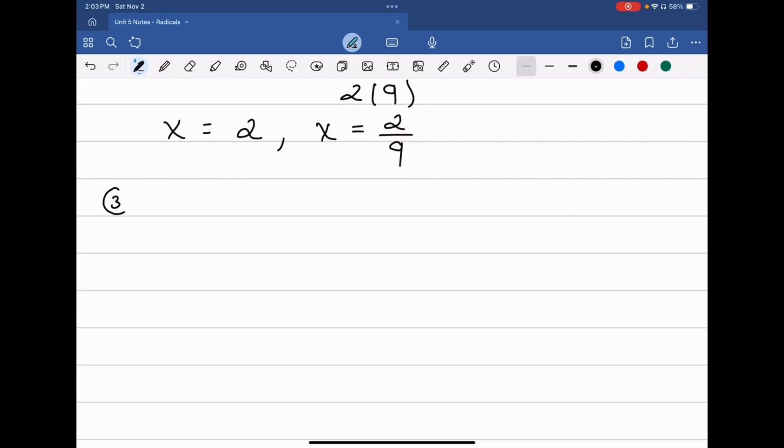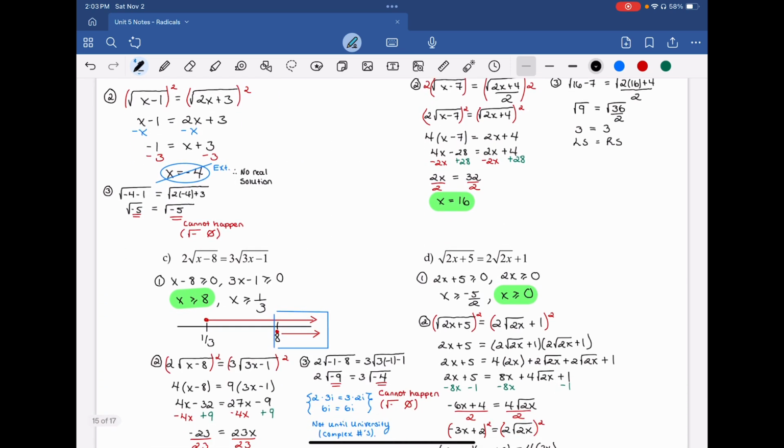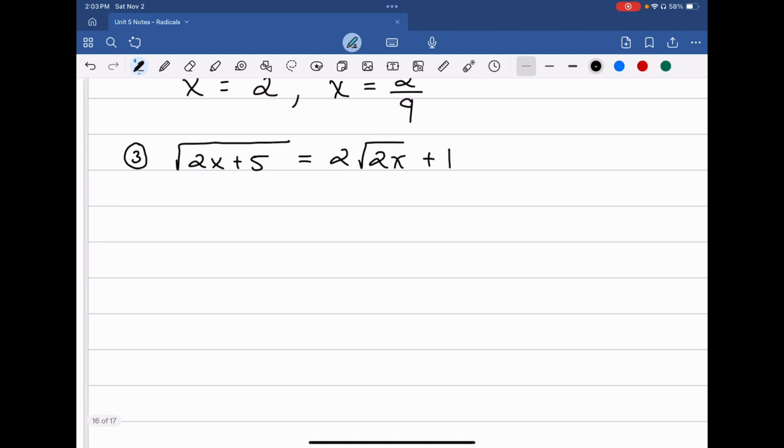So for step number 3, we're going to write square root of 2x plus 5, which is equal to, and then I think it was our 2 square root of 2x. And then I just want to make sure I get this last piece of it right, plus 1. Awesome. Now what we can do is we can individually plug them in here.